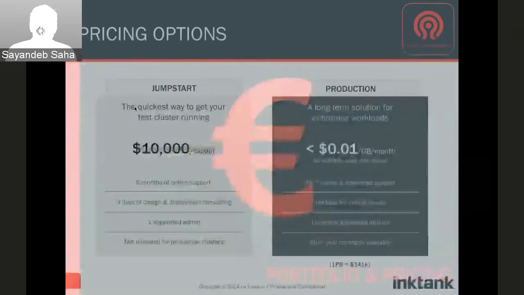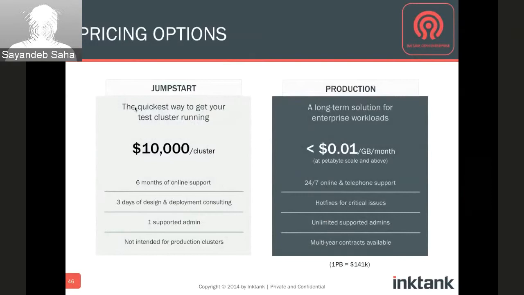Portfolio and pricing wise, InkTank had, coming into Red Hat, two kinds of subscription. One they called the Jumpstart, which is more like a pre-production subscription. Think of it as you want to get your feet wet with Ceph. How do you do that without buying production subscriptions? You approach InkTank and they'll tell you, we have this Jumpstart or starter pack. It costs $10,000 per cluster. It includes 3 days of consulting, one supported admin, unlimited email support, and it's a subscription for 6 months.